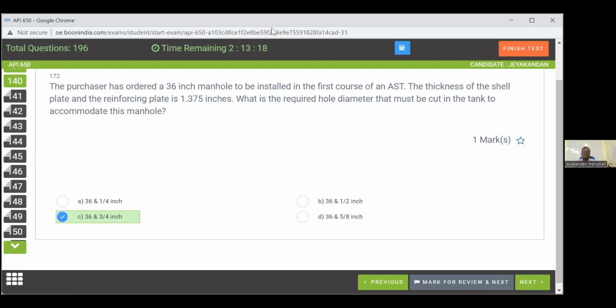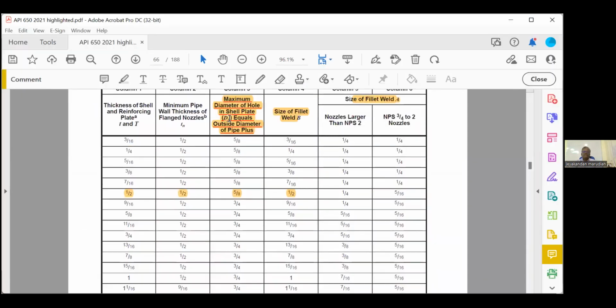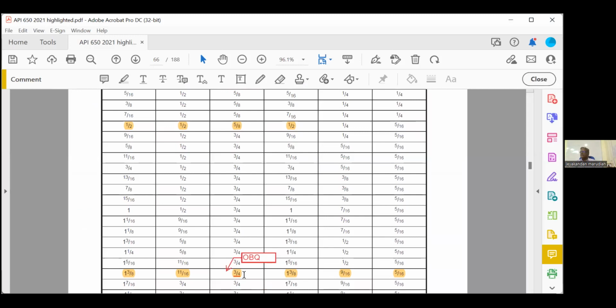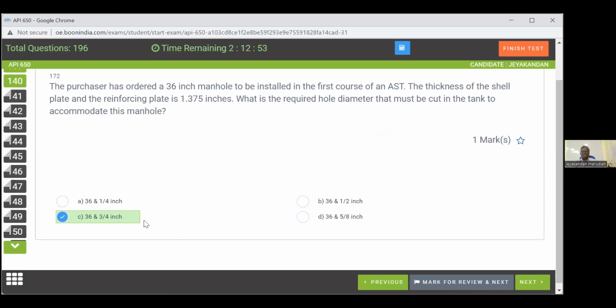This is 1.375, 1 3/8. See what that is: maximum diameter of the hole in shell plate equals outside diameter of pipe plus this dimension you have to add, 3/4 inch. Our pipe outside diameter is given in the question itself. It is 36 inch. So 36 inch plus 3/4.